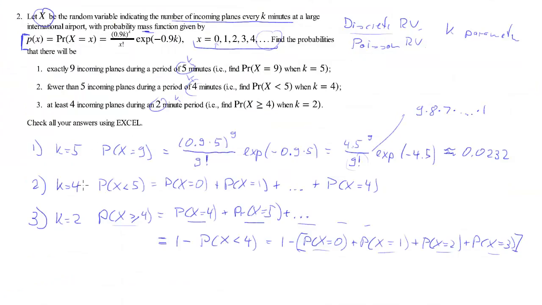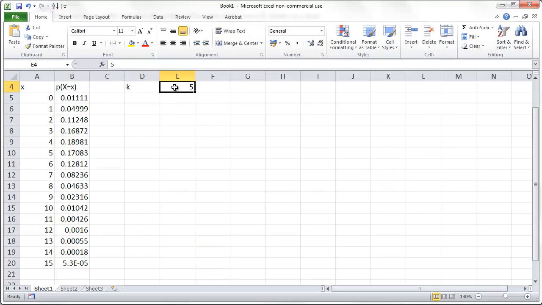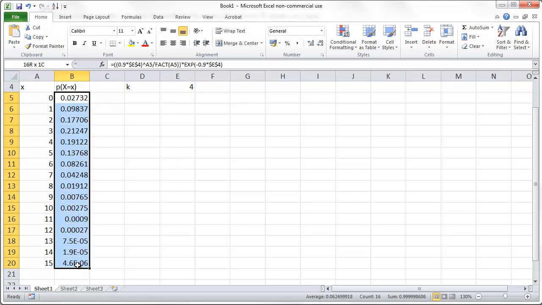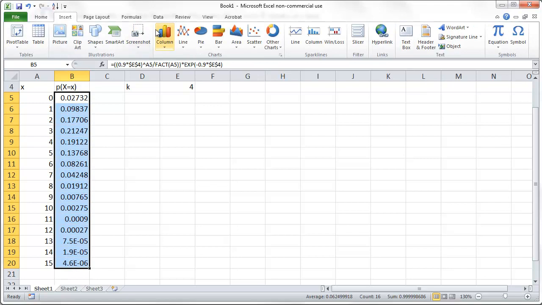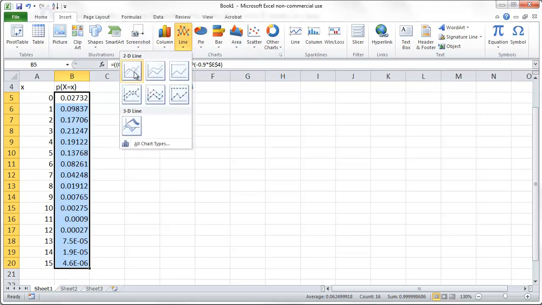Let's look at the second problem. Here we had k equal to 4 and we wanted outcomes of x smaller than 5. That means we needed to add up all the probabilities from 0 to 4. So the important thing is we need to change our parameter to 4. Change that here and automatically all the values will change. It may be quite instructive. We can just briefly do that.